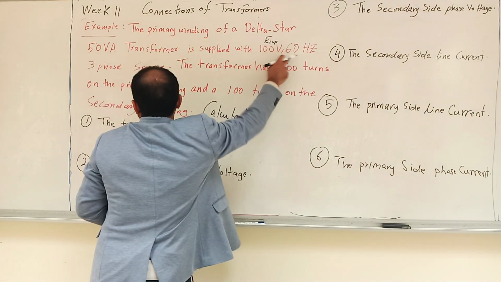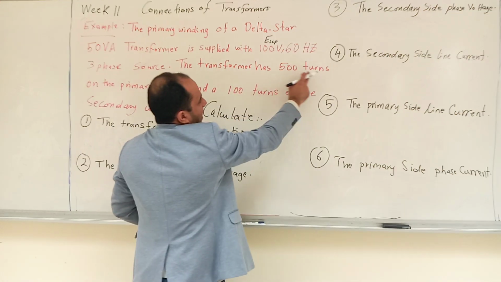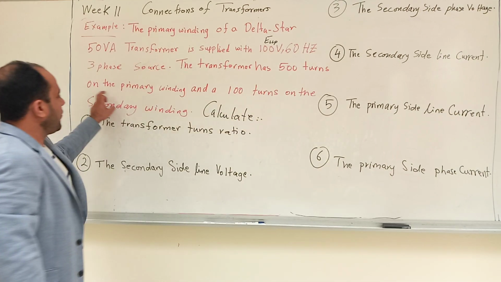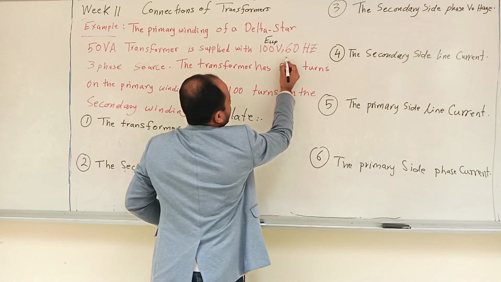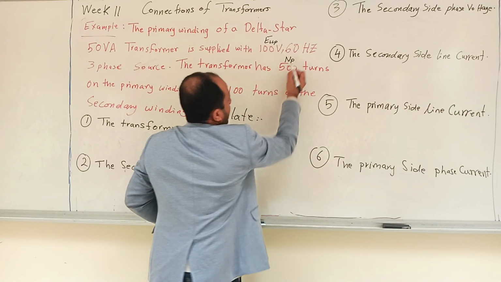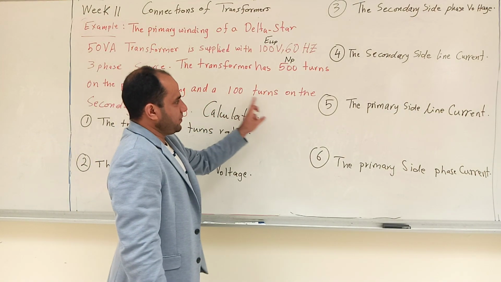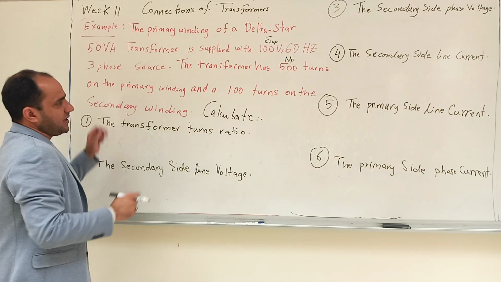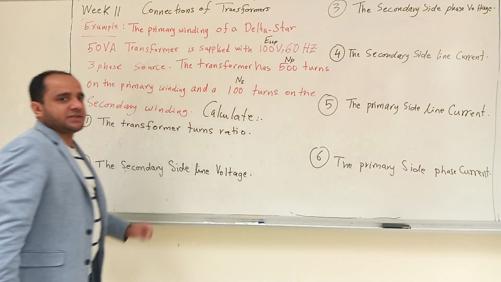American standard, three-phase source. The transformer has 500 turns on the primary winding side. So this means the 500 is N_P in the primary, and 100 turns on the secondary winding. So this is going to be N_S, the number of turns on the secondary side.